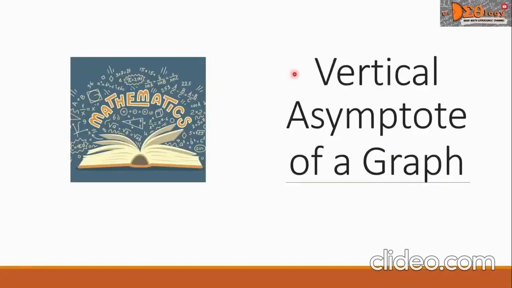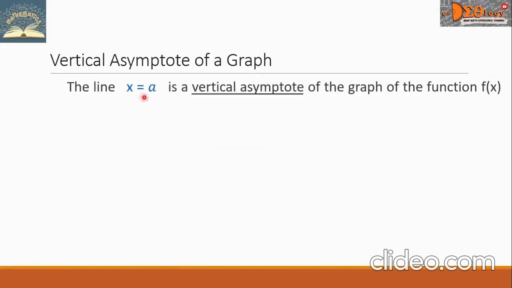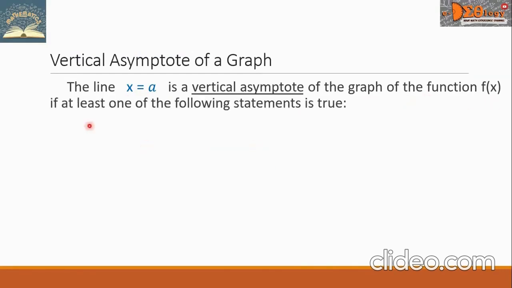Today, we're going to study the vertical asymptote of a graph. The line x equals a is a vertical asymptote of the graph of the function f of x if at least one of the following statements is true. This is the first statement. This is about the left-hand limit. So this is the limit of the function f of x as x approaches a from the left equals positive or negative infinity. The second statement is about the right-hand limit. So we write the limit of the function f of x as x approaches a from the right equals plus or minus infinity.